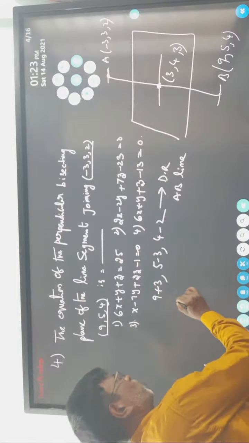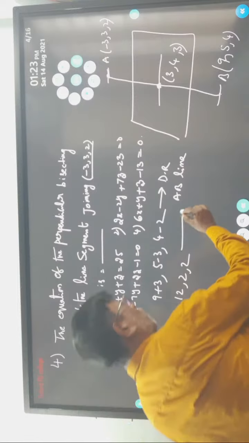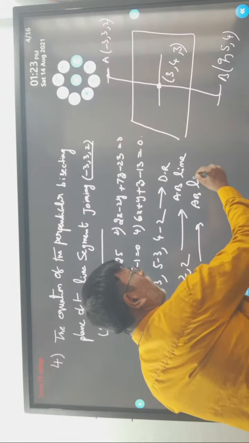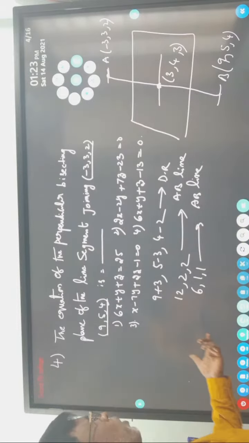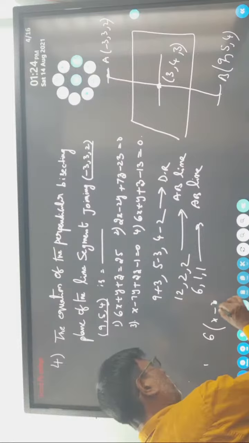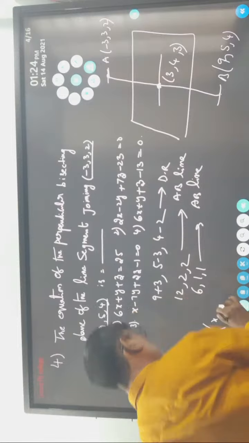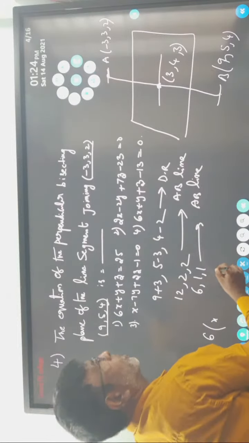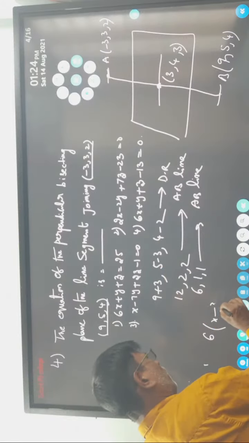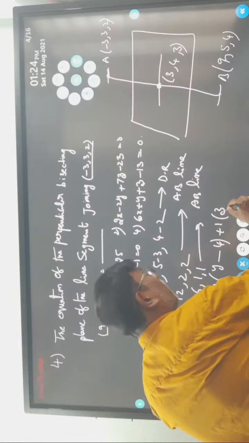Now this is 12, this is 2, so we cancel it to 1. The DRs of the AB line are 6, 1, 1. The AB line means the normal of the plane. So the equation is 6 into (x minus 3) plus 1 into (y minus 4) plus 1 into (z minus 3).